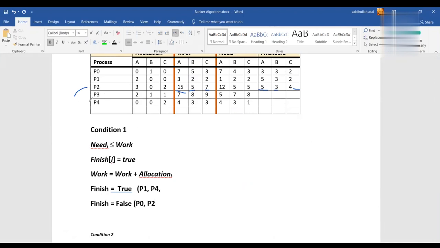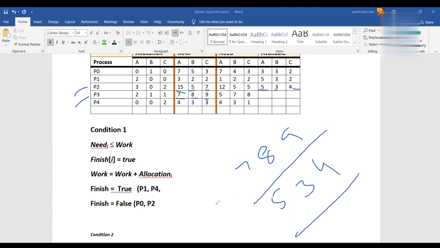And let's look at P3. P3 demands how much? 7, 8, 9. The system has how much? 5, 3, 4. So you know that. Now what's going on? Now this condition becomes true. Work is less than or equal to what? Need. Work is what? Work is this available resource. Need is what? Need is this.